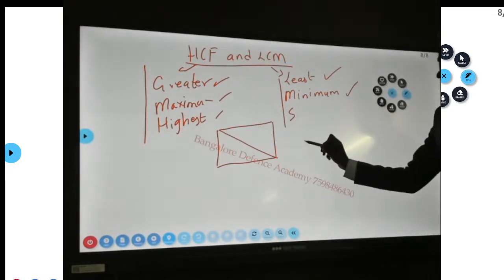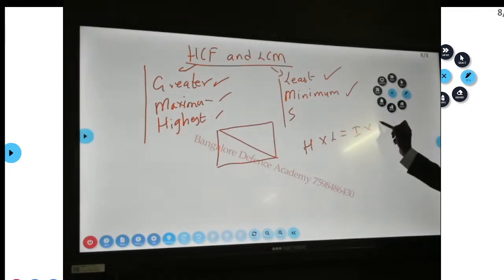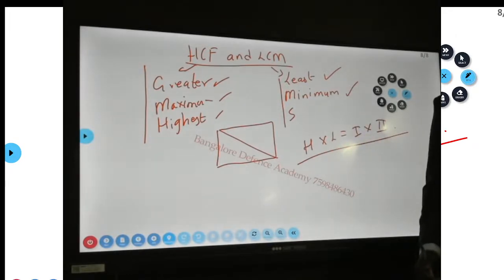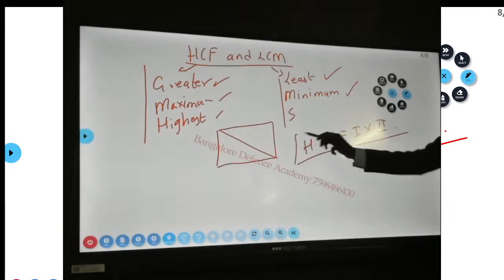Now here you have a formula. HCF into LCM is equal to first number into second number. This is in your 10th standard, correct? Yes, you have it now? Sir, you have it or not? Yes. Okay sir, you have it, take it down.